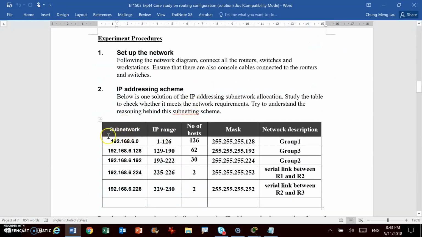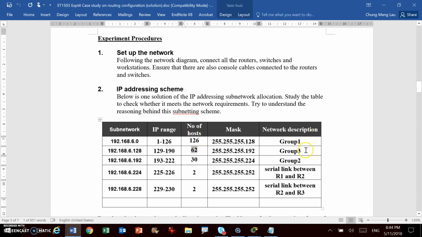Okay, so the subnetting is already done for you. Group 1 needs 100 IP address, so we'll use a .128. This will give us 128 minus 2, minus the network address and the broadcast address. This gives us 126 IP address, which is sufficient for 100 IP address. Okay, next we'll do group 3.